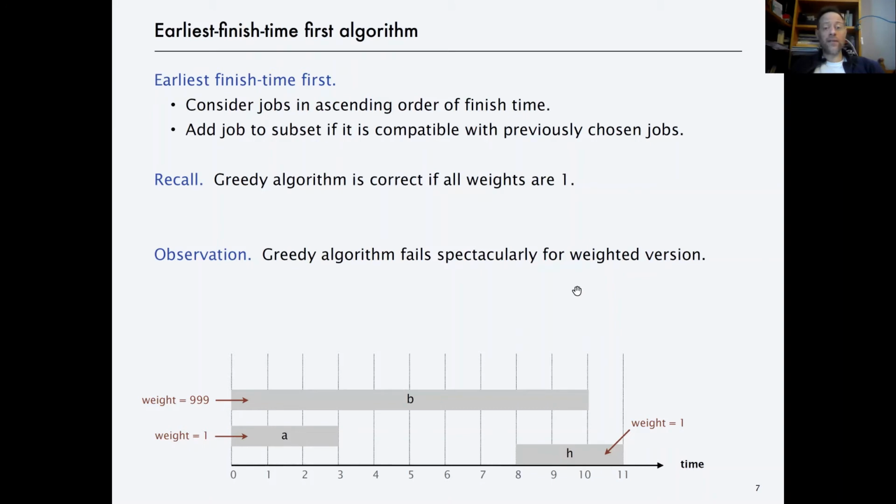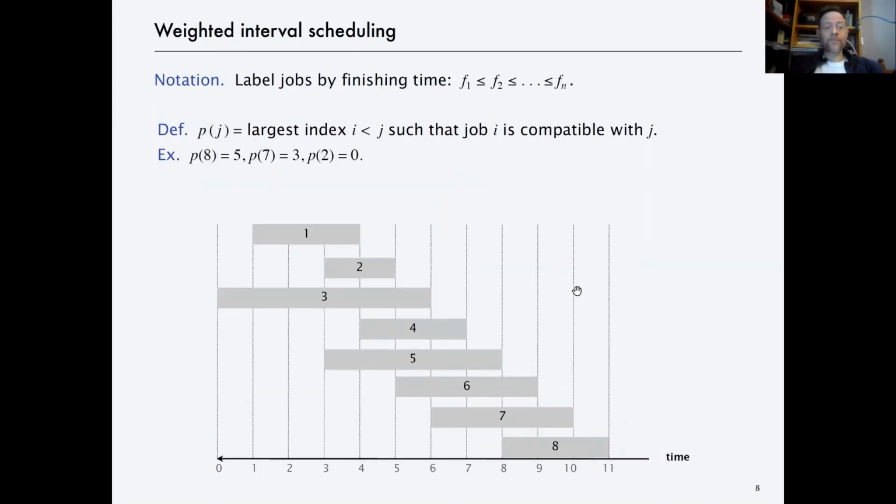So we can give a very simple example here at the bottom. We have two small jobs with weight 1 and one large job with weight 999. So the greedy approach here would select A because it has the earliest finishing time, and then it would select H because now it has the earliest finishing time of the available jobs that we could take. And that, of course, is much worse than just taking job B, which would give us the 999. So this does not work.